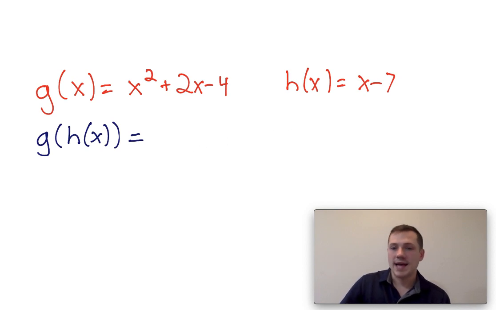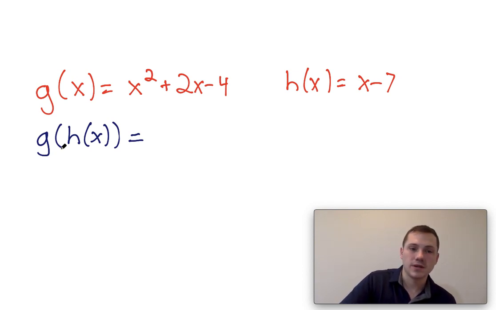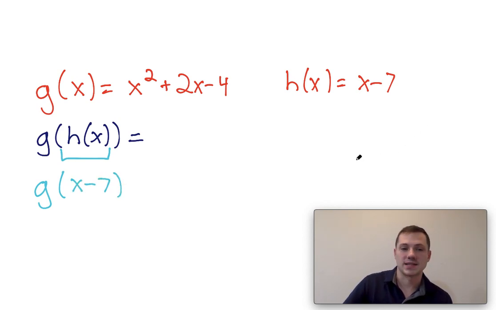well, think about what we did last time. So the first thing we did, we always work from the inside out. So I need to replace this h of x with what's on the right side here. So step 1 is instead of h of x, writing g of x minus 7.